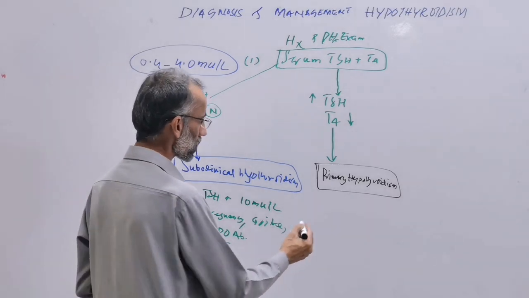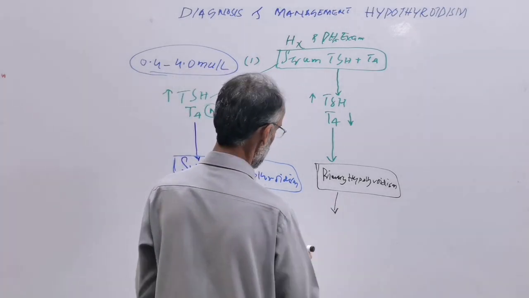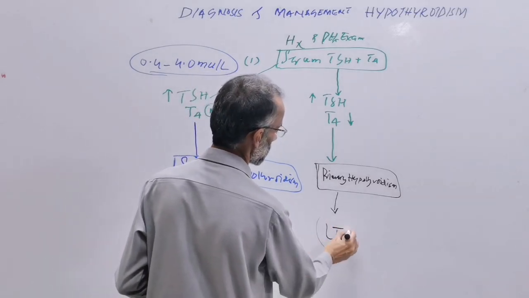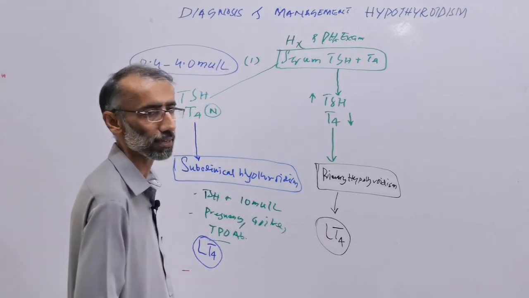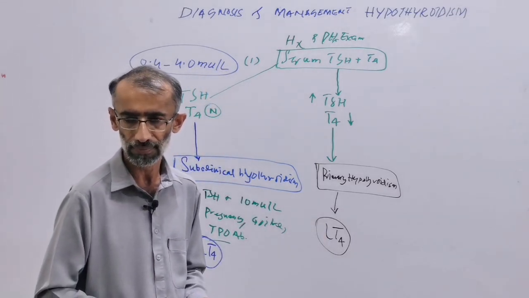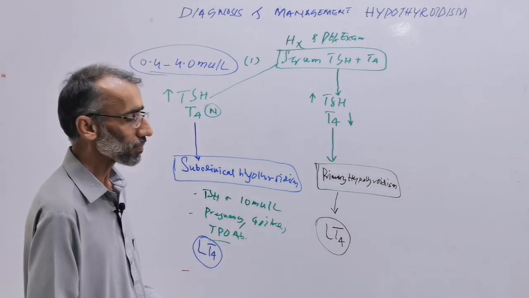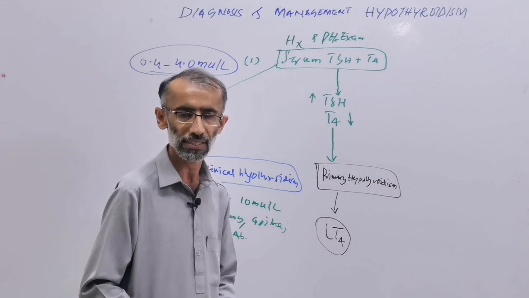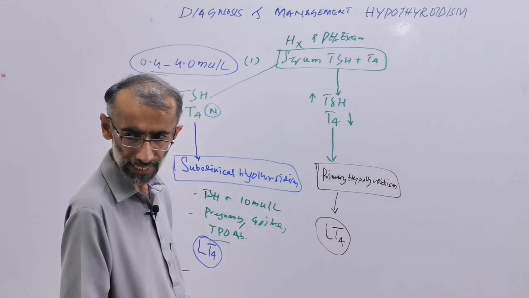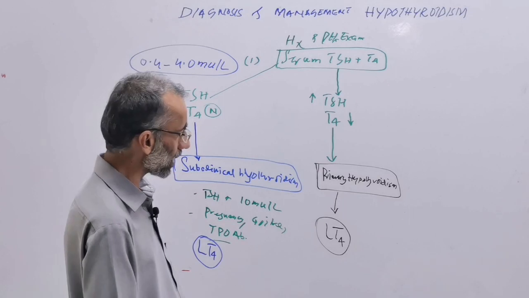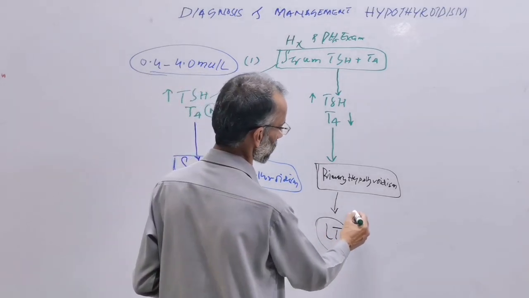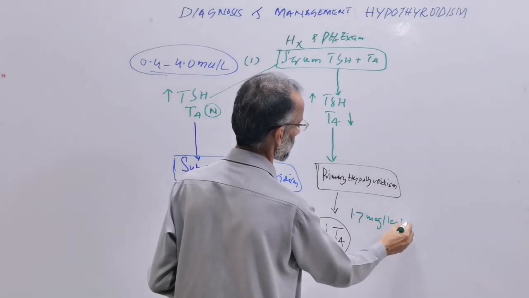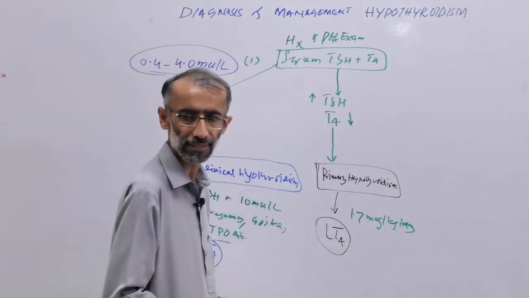Primary hypothyroidism is the decompensated form of hypothyroidism. You have to treat it with levothyroxine, lifelong. And what is the recommended dosage? In a young individual, levothyroxine 1.7 microgram per kg per day. This is the recommended dosage.